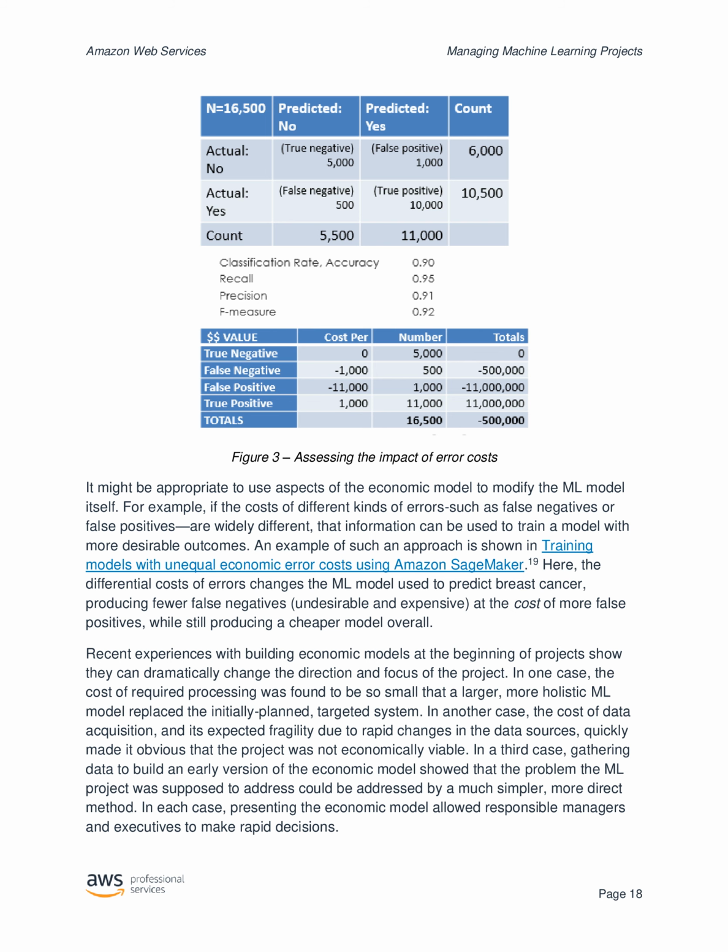Recent experiences with building economic models at the beginning of projects show they can dramatically change the direction and focus of the project. In one case, the cost of required processing was found to be so small that a larger, more holistic ML model replaced the initially planned, targeted system. In another case, the cost of data acquisition, and its expected fragility due to rapid changes in the data sources, quickly made it obvious that the project was not economically viable. In a third case, gathering data to build an early version of the economic model showed that the problem the ML project was supposed to address could be addressed by a much simpler, more direct method.